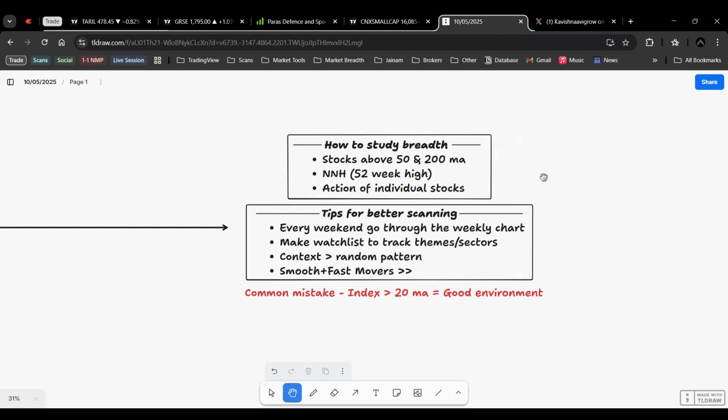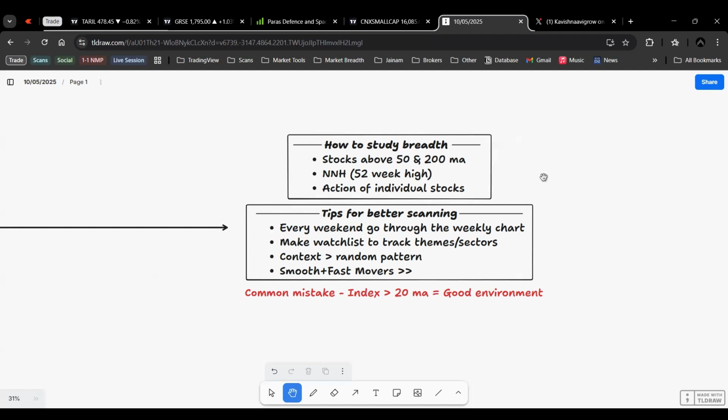Then context is much more important than a pattern. A pattern can emerge anywhere, but context is what makes you big money over the long run. You want to see big, smooth movers that move up fast, not stocks like Chambal, Avas, or all the stocks that we see right now. You don't want choppy stocks.